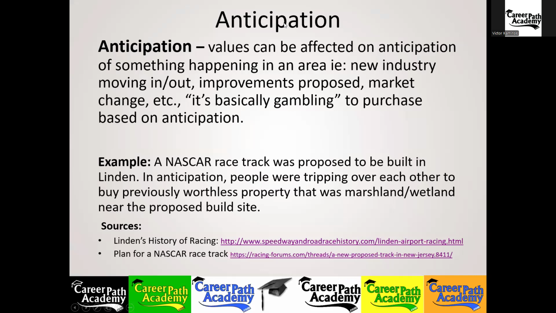But in anticipation of that getting built, people started buying up all the marshland that was previously worthless there. It was all flood zone and marshland where they were going to build a NASCAR racetrack. In anticipation of that happening, people started tripping over themselves buying those properties. But that's a gamble, though, anticipation, especially since it was dependent on so many things. And NASCAR didn't grant the race, so they scrapped the deal. And then people were stuck with these properties in the marshland.